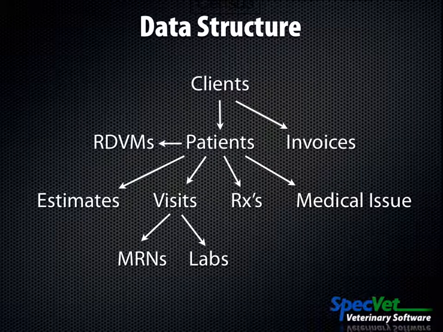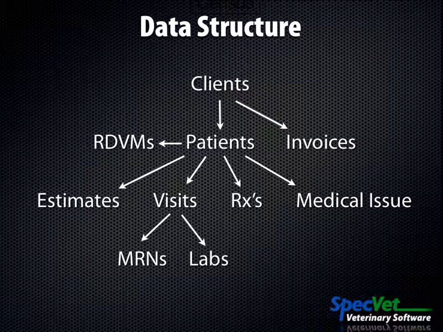Before we get deeper into the system, let's take a minute and take a look at some of the data structure and organization. Clients would have a client ID, and clients could have any number of patients. A patient then could have up to three referring veterinarians. The patient then has estimates, visits, prescriptions, and medical issues. And then under visits, the visits are made up of medical record notes and laboratory data.